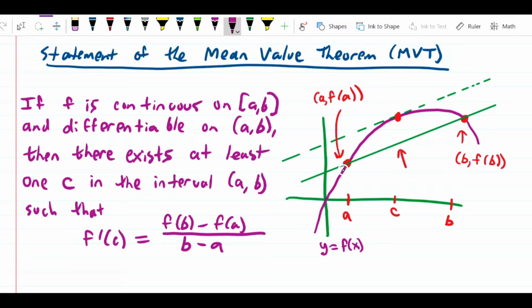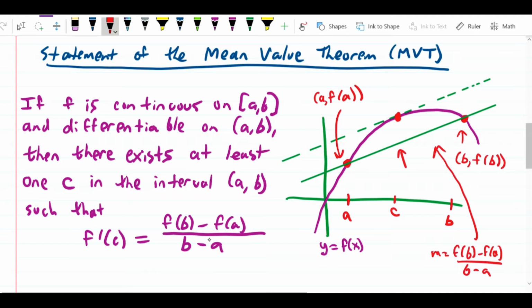So if I were to draw a secant line, that's this green line here, through those two points, (a, f(a)) and (b, f(b)), what I would get is a line whose slope, in other words the slope of that secant, just using the slope formula, is going to be f(b) minus f(a) over b minus a. That's just the usual y2 minus y1 over x2 minus x1. And that's exactly what you see here.